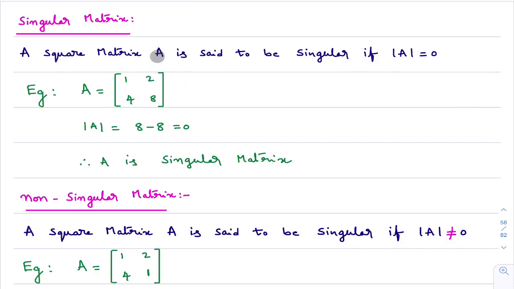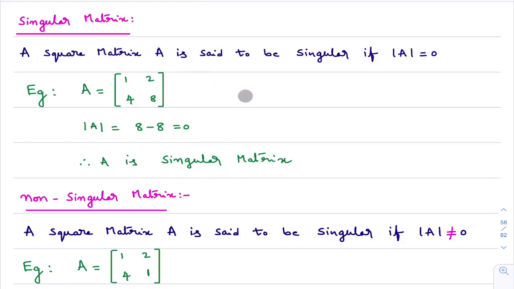To decide whether a square matrix A is singular or not, we will just calculate its determinant. We know that determinant is defined for square matrices only. For an example, you see there is a matrix A like this. Is this matrix singular or not? Just calculate det A. You know how to calculate the determinant of a 2 by 2 matrix. 1 into 8, 8, minus 4 into 2, 8. 8 minus 8 is 0. The determinant of this matrix is 0. That's why the matrix A is a singular matrix. I hope you understand what is a singular matrix.